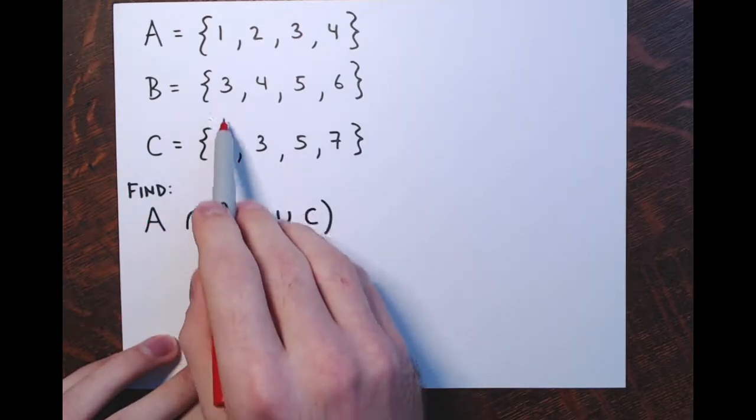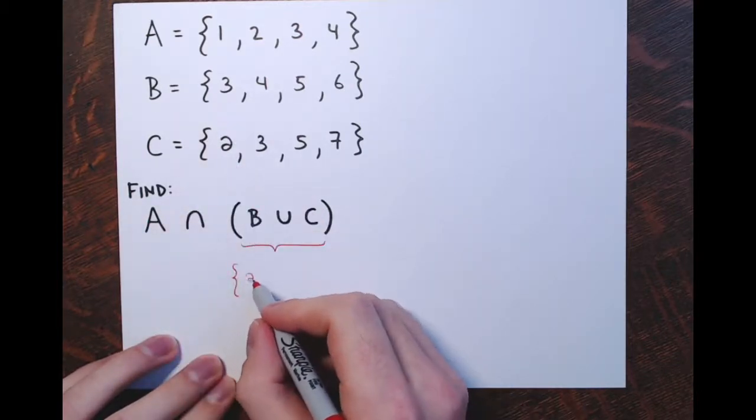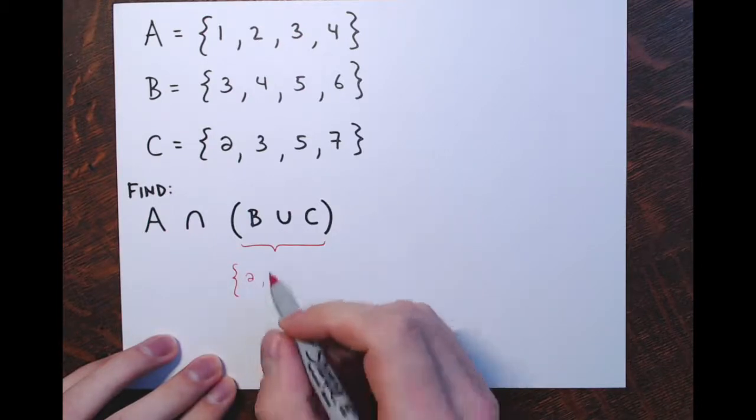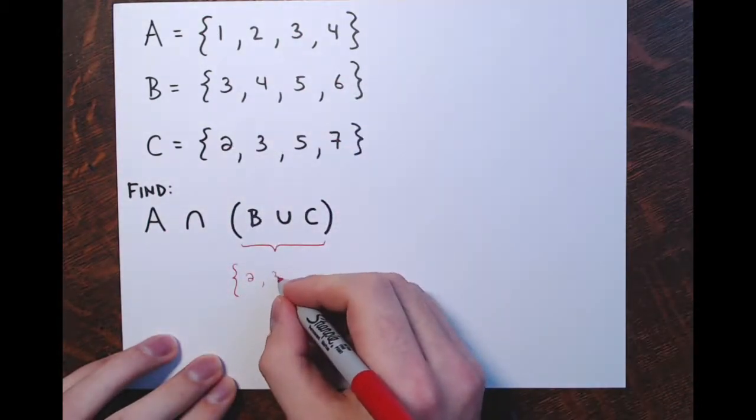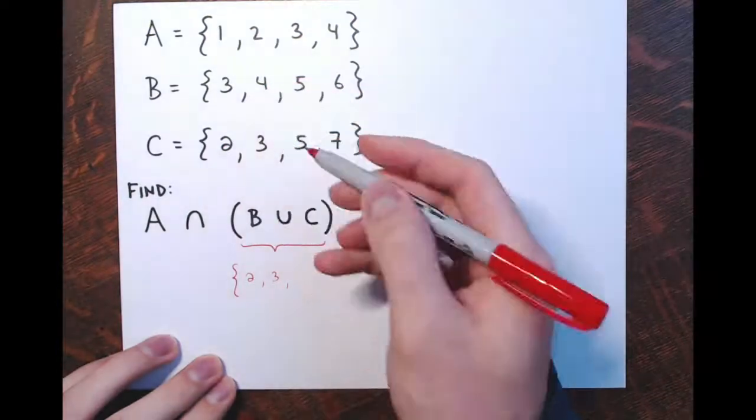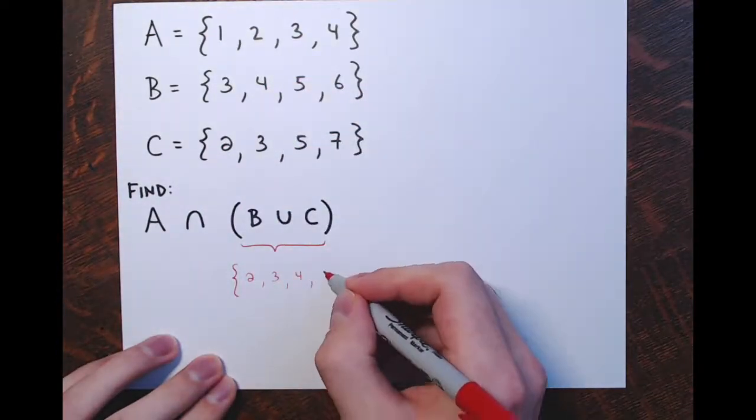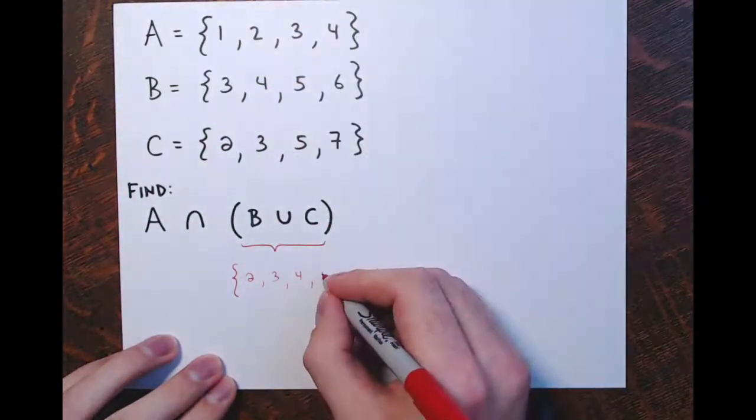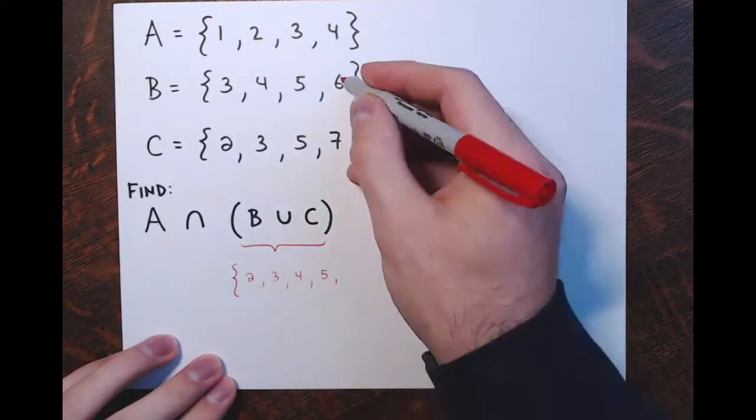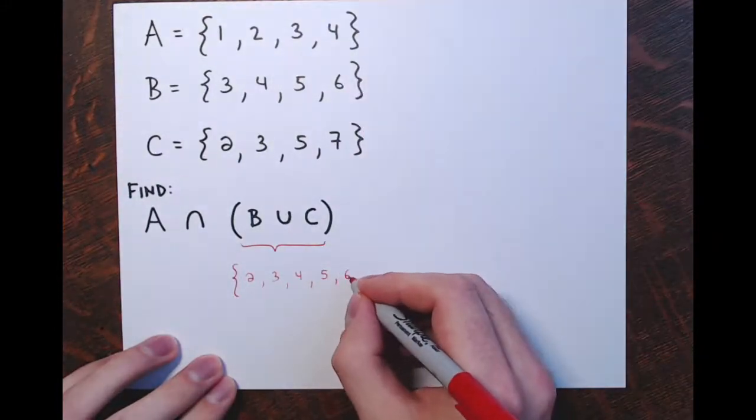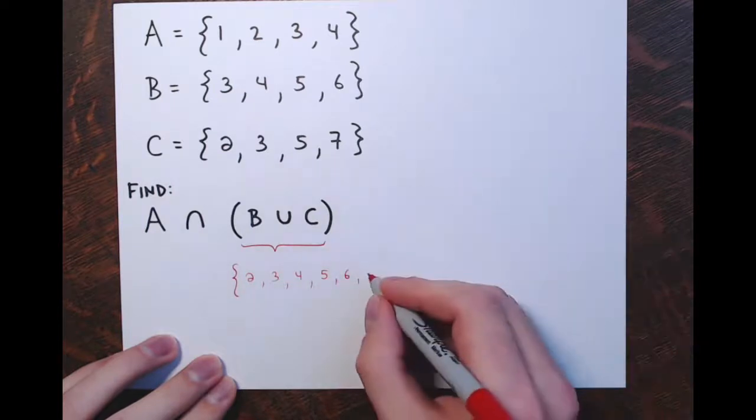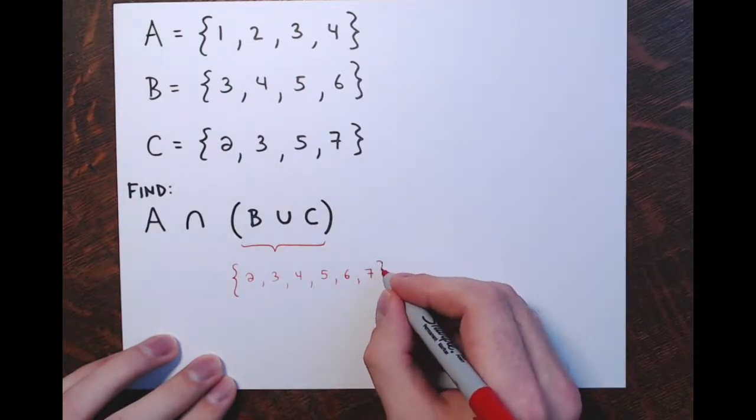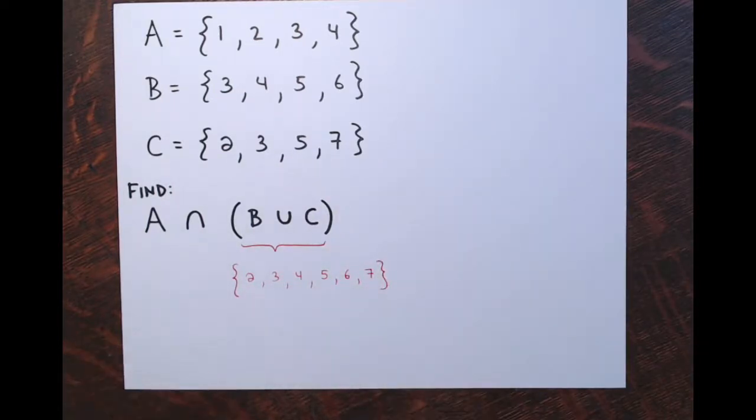So look at B and C. There's a 2, so that'll belong to the union. They have 3's, so 3 belongs to the union. There's a 4 in there, 4 belongs to the union. They both have 5's, so 5 belongs to the union. There's a 6 in B, so 6 belongs to the union. And there's a 7 in C, so 7 belongs to the union. All right. So B union C is this set with 2, 3, 4, 5, 6, and 7.